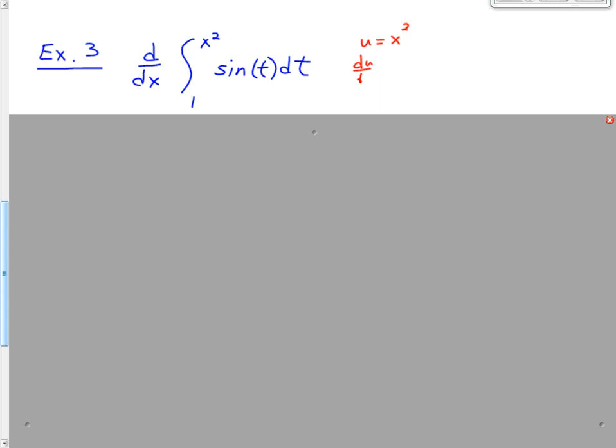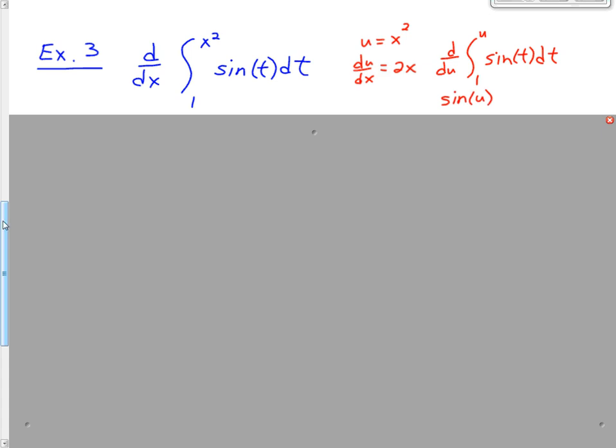Then du/dx will equal 2x. So now I'm going to try and calculate the derivative with respect to u of the integral from 1 to u of sine of t dt. And by the first fundamental theorem of calculus, that's just going to equal the sine of u.